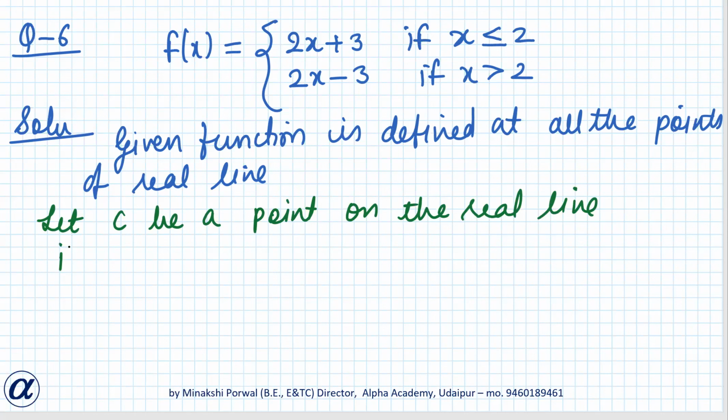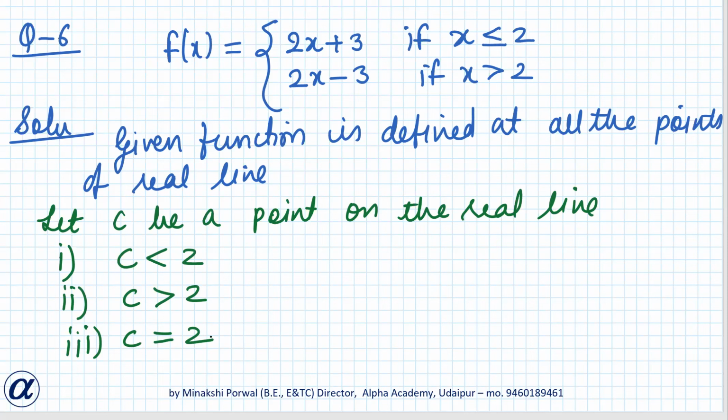We can take 3 cases: first, when C is less than 2; second, when C is greater than 2; and third, when C is equal to 2. Is it clear? We have taken 3 cases, because the C we are taking will be either less than 2, greater than 2, or equal to 2.